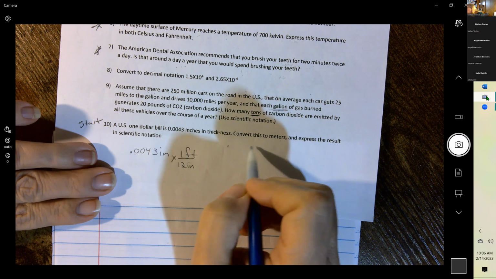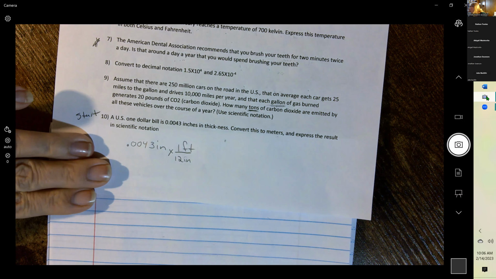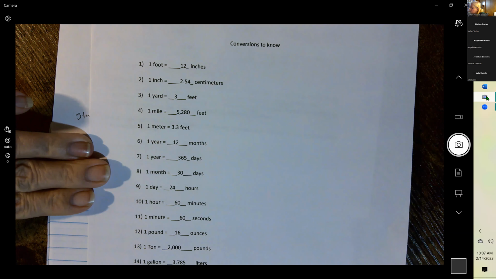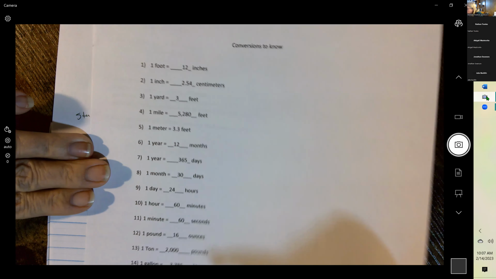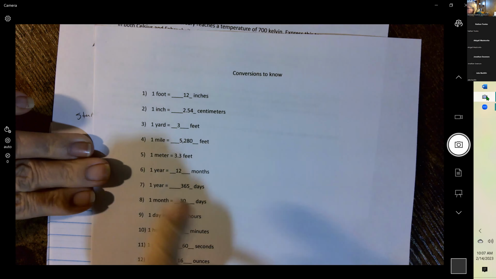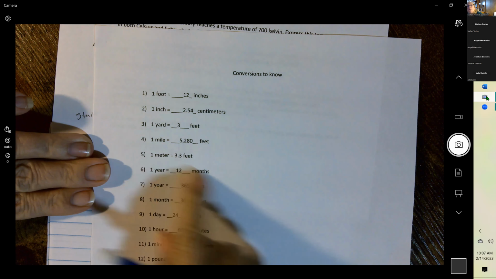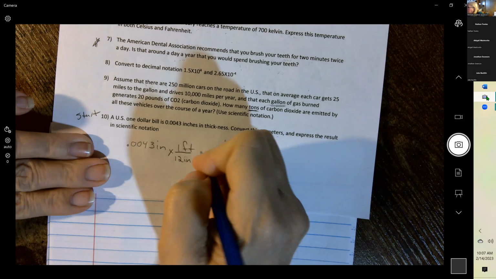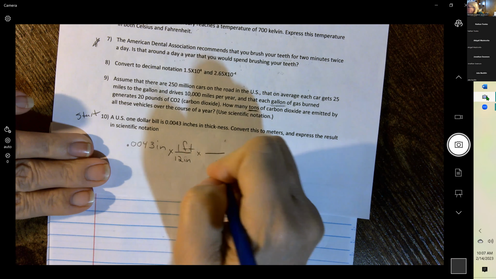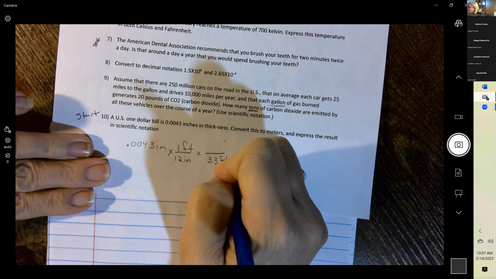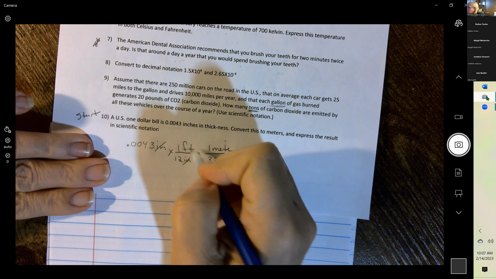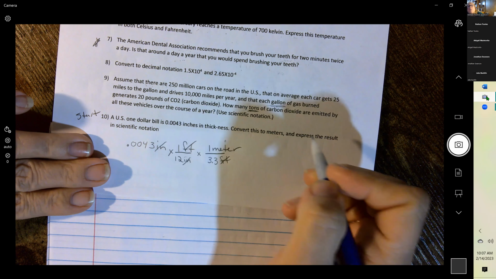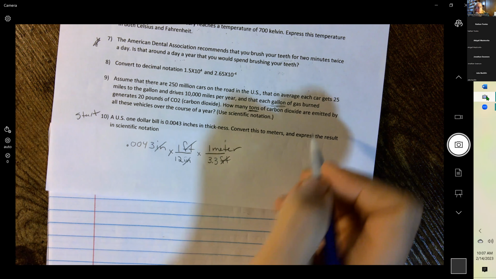You should know feet to meters, but it is on the numbers to know sheet. One meter is 3.3 feet. Were we going to meters? Yeah. So 1 meter, 3.3 feet. Again, feet is on the top, so I want the 3.3 feet on the bottom. Notice the inches cancel, feet cancel, and it leaves me with meters. Any questions on that?